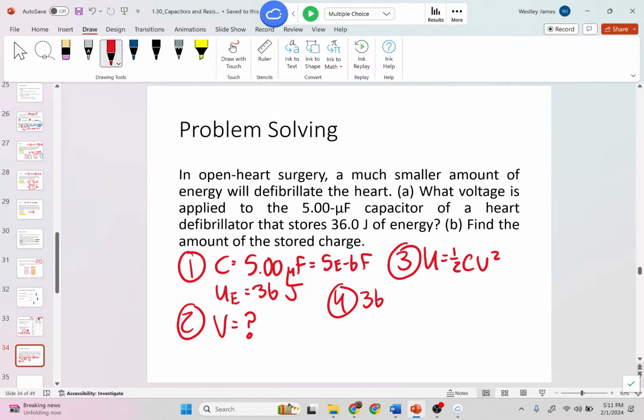U is 36, C is 5e to the minus 6, and we don't know the voltage. So we'll divide by 5e to the minus 6 to cancel that. And then we will square root it to get the final answer. Okay, but I'm not going to, that's a little bit too messy. So, V squared equals whatever that is.